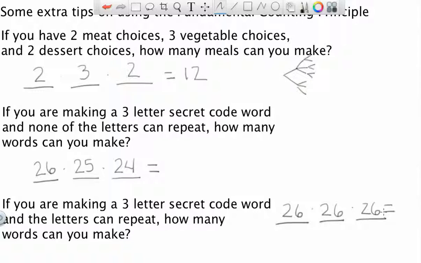So that's just another way of looking at a tree diagram. They work exactly the same way, but sometimes if you don't want to write out all 26 choices with a tree, this is a better way to look at it.